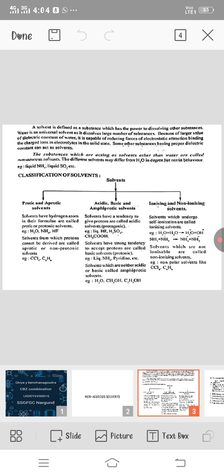My assignment topic is non-aqueous solvents. First we have to know what non-aqueous solvents are. That is, the substances which act as solvents other than water are called non-aqueous solvents. For example, liquid NH3, liquid SO2, etc.